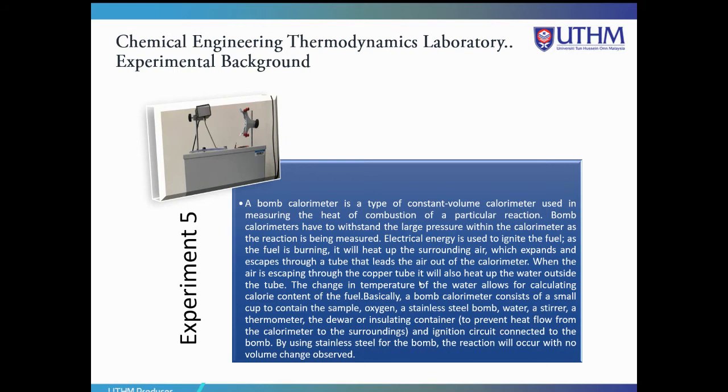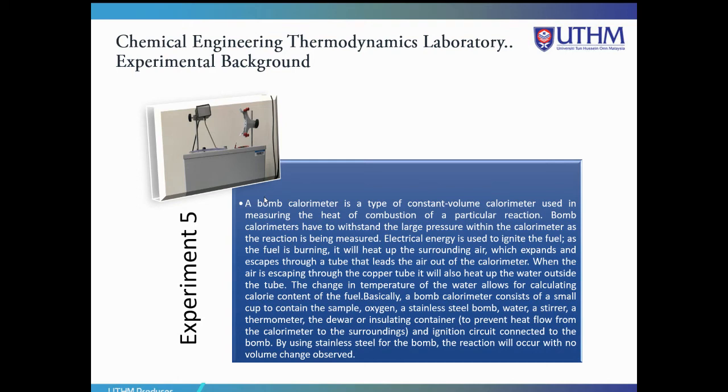So the objectives of experiment 5, which is the bomb calorimeter: the first objective is to determine the type of flame at different air-fuel ratios. The next objective is to determine the product of combustion at optimum air-fuel ratio. And the last objective is to determine the heat transfer balance for water in and out.